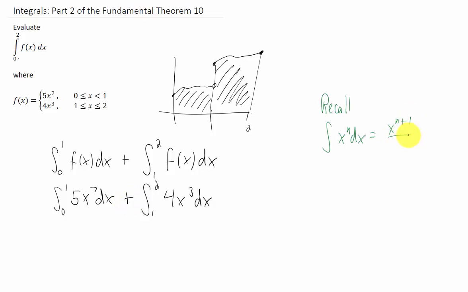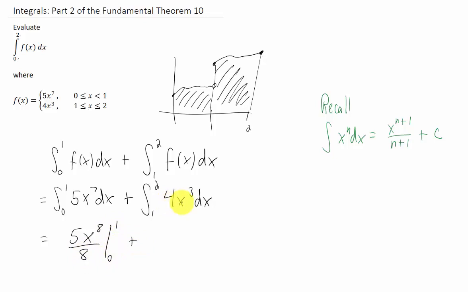Of course, let's recall that the integral of x to some real number power n is x to the n plus 1 divided by that n plus 1. That's just called the power rule. So when we're looking to integrate 5x to the 7th, we just need to increase the power on x by 1. That's going to be 5x to the 8th, and then we're going to divide by that 8. And we're going to evaluate that integral between 0 and 1.